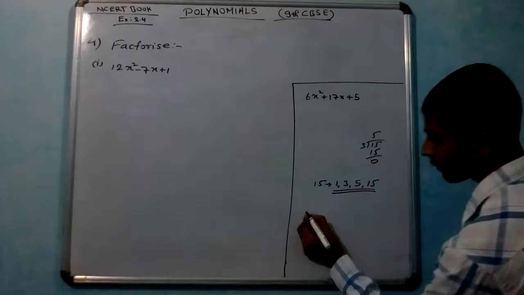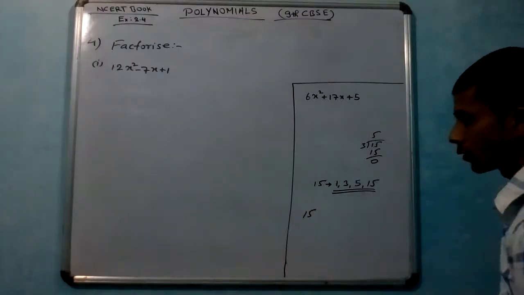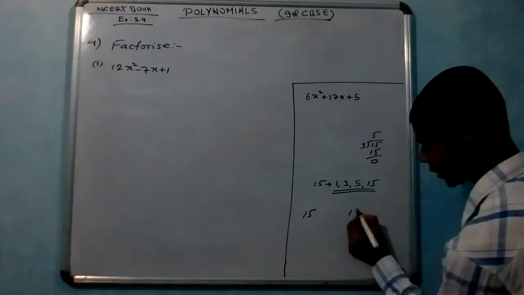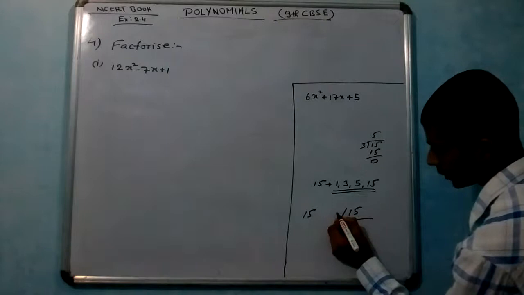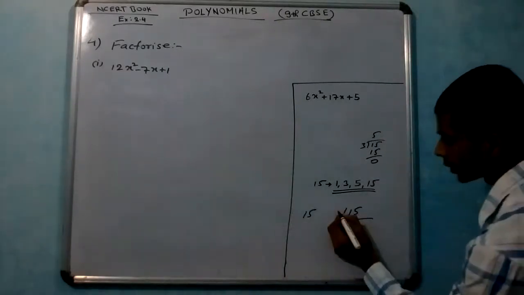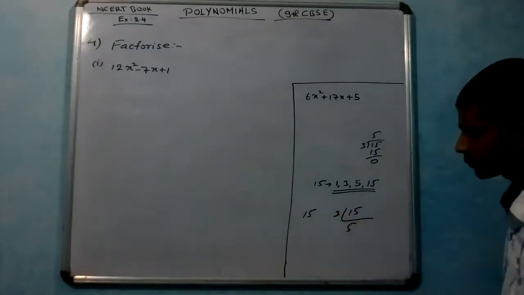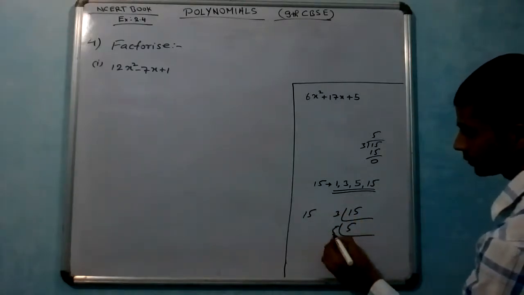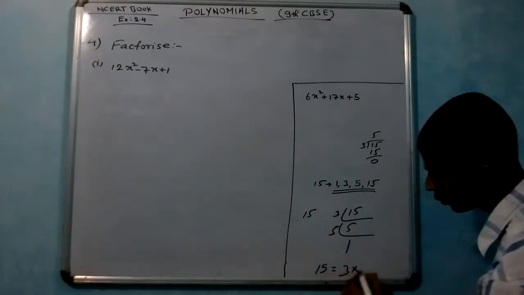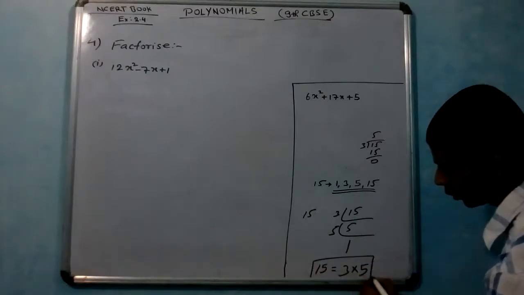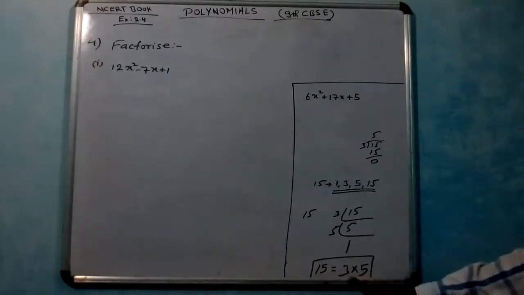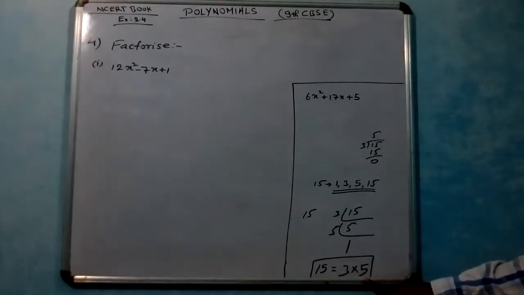Now if I ask you to factorize 15, what does it mean? It means, like the LCM we used to do, that is also a factorization process. So 3 fives are 15, 5 ones are 5. So we can write 15 is equal to 3 into 5. Here we have factorized 15 as 3 into 5.